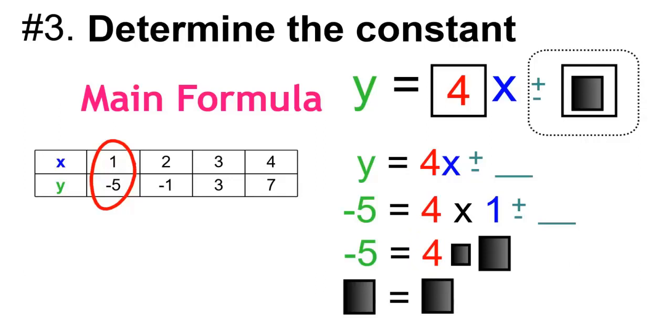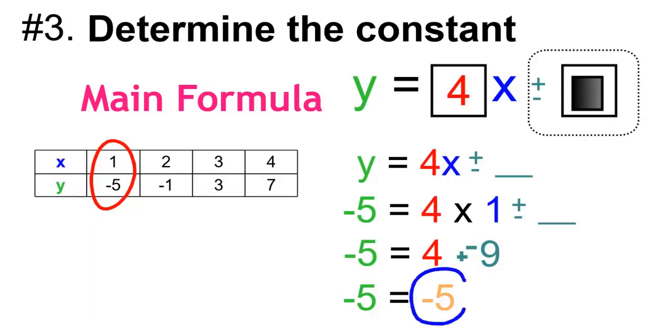-5 is equal to 4. Now how do we get from 4 to -5? To get from 4 to -5, we're going to have to take away 9. So it's going to be 4 minus 9. When you have this, we'll add the opposite. So it's going to be 4 plus -9. And 4 positives and 9 negatives is going to give us an answer of -5. So -5 is going to be equal to -5. Therefore, the left-hand side does equal the right-hand side, and therefore we have our formula. So our constant is going to be -9.